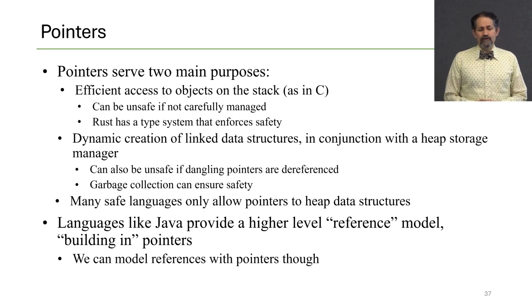One of the main approaches is garbage collection, but Rust has a static type system that again does the same thing. Many safe languages only allow the second case, pointers to heap data structures, because this is easier to check for safety, again using mechanisms like garbage collection. Some languages, such as Java, provide a higher level reference model, which really builds in pointers. We don't see the pointers explicitly in the type systems, but they're there under the hood. It turns out that we can model references with pointers, and so we'll cover them as part of this discussion.